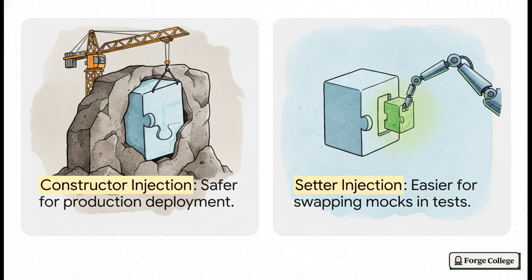But for testing, we highly recommend using a setter. Setter injection makes it incredibly easy to swap out mocks or point to different stunt doubles right in the middle of a test suite, without forcing you to redeploy your main target contract every single time.